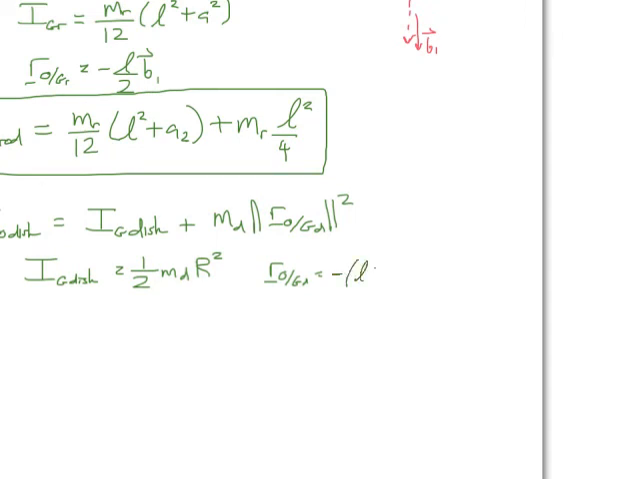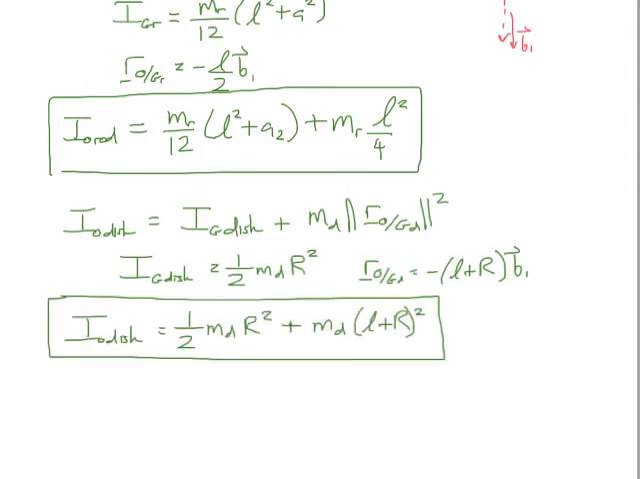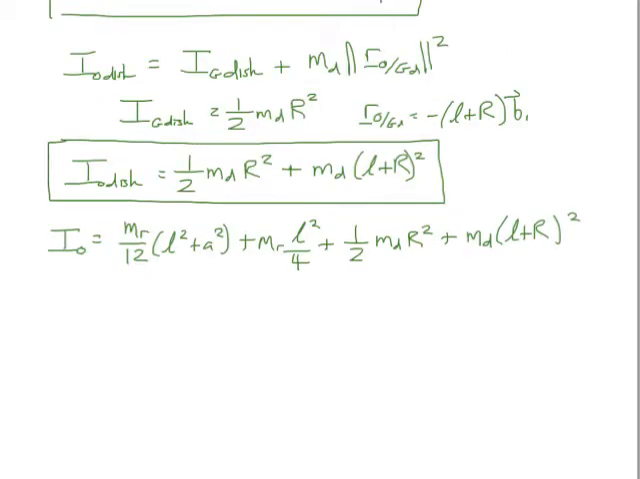So negative L plus R quantity in the B1 direction. And so we take each of these expressions, we plug them into our expression for the moment of inertia of the disk about point O. Now we obtain this value for the moment of inertia of the disk about point O, where we add together the moment of inertia about the center of mass, plus this term, the mass multiplied times the distance squared. And now when we add these together, we get a really long expression for the moment of inertia of the entire compound pendulum of composite disk and composite rod about point O.